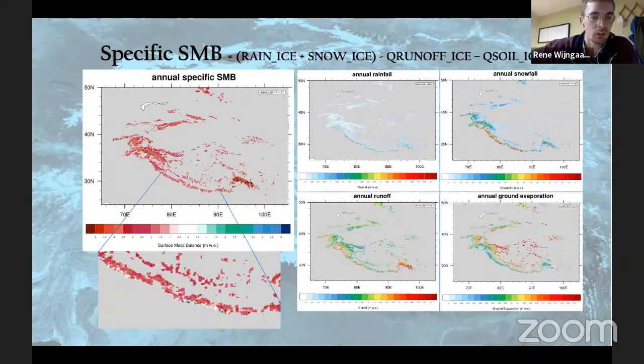However, there are some regions, as is shown in the lower plot, especially in the southernmost parts, where a positive surface mass balance is simulated.